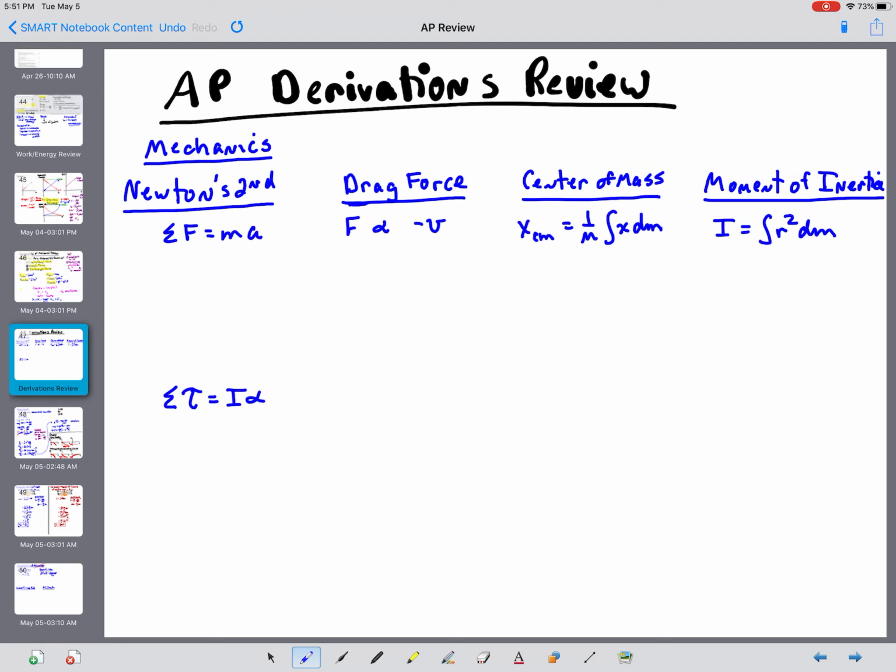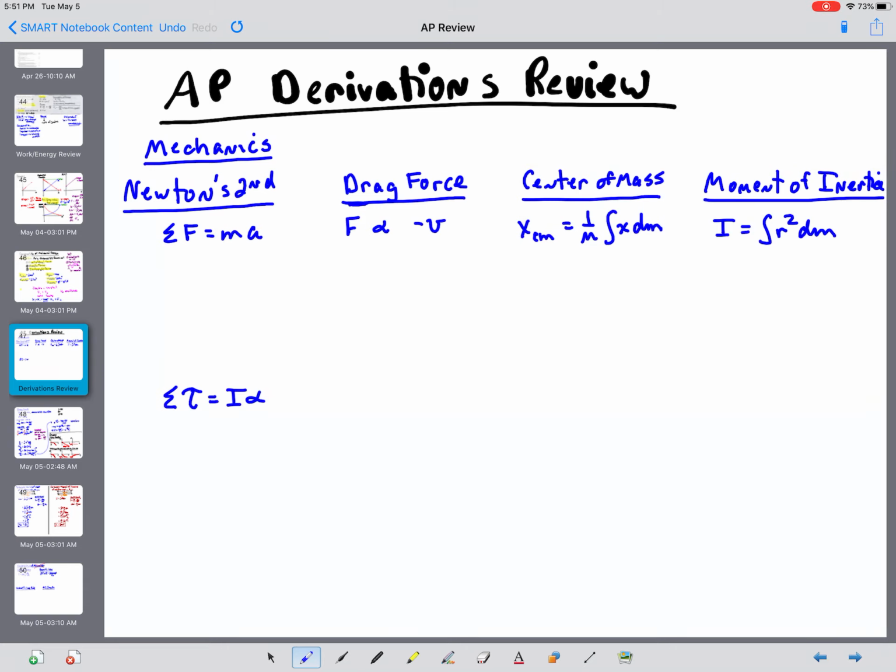This is AP Physics Derivations Review. I kind of broke it down into mechanics and then electricity and magnetism. We've already done a lot on the electricity and magnetism, so I'm going to focus a little bit more on the mechanics. Here I have basically some of the key ideas, relationships that lead to more derivation-based problems.